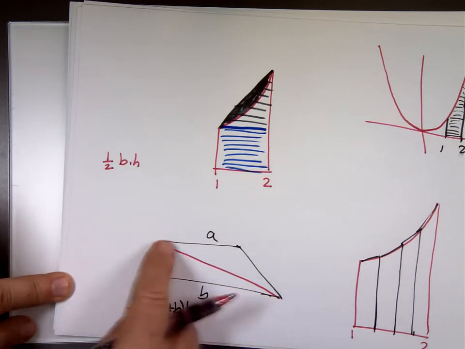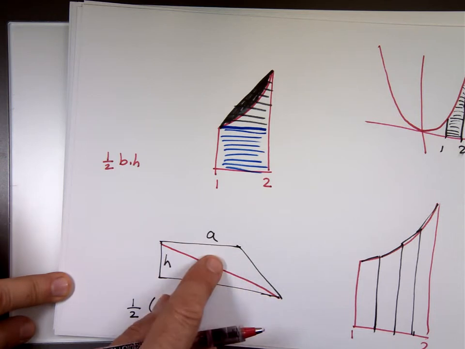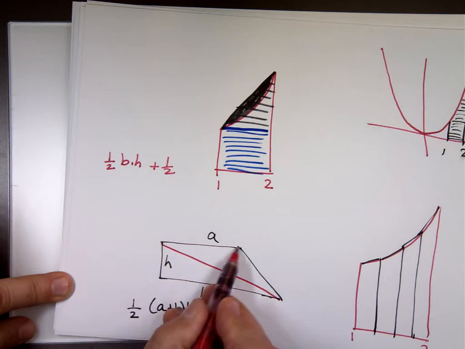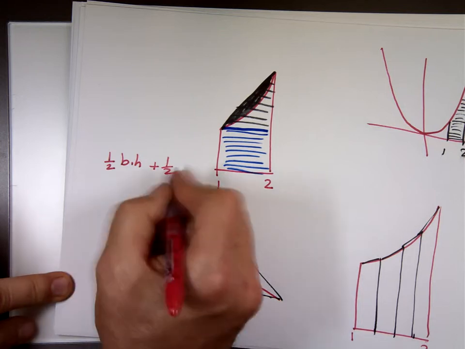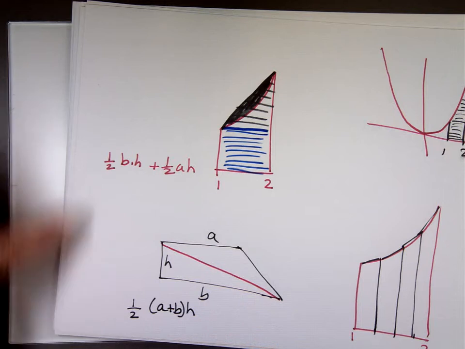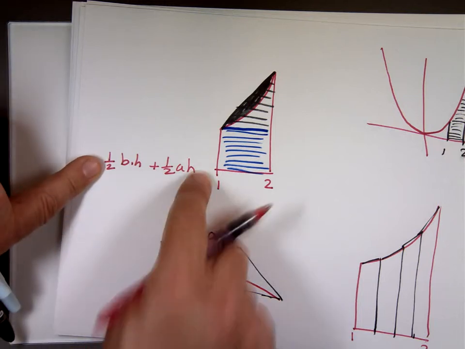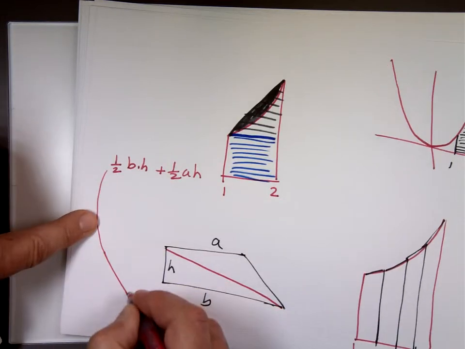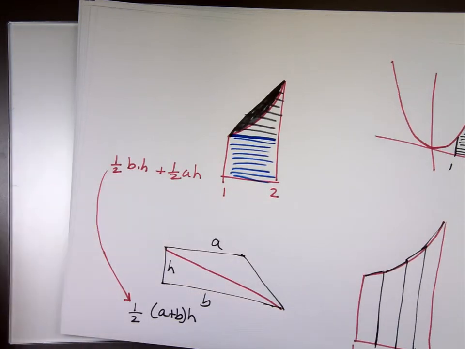And what's the area of the top? That's also another triangle. It's 1/2 this base, which happens to be what? A times the height. And if you factor the 1/2 and the H out of both of them, you end up with that equation. That's where it came from.